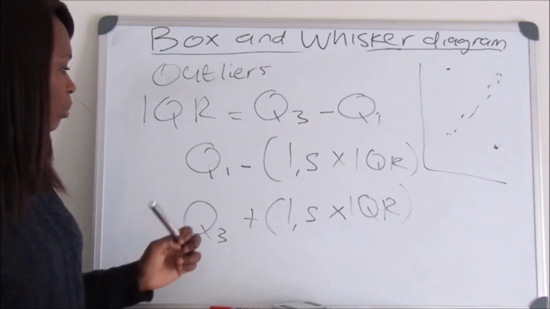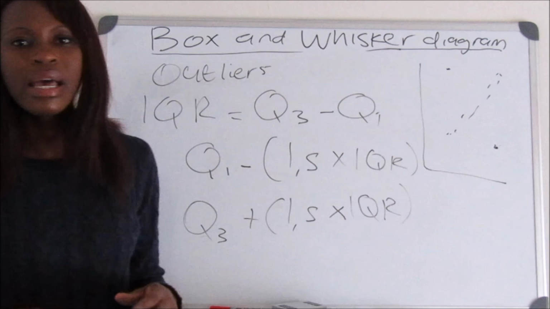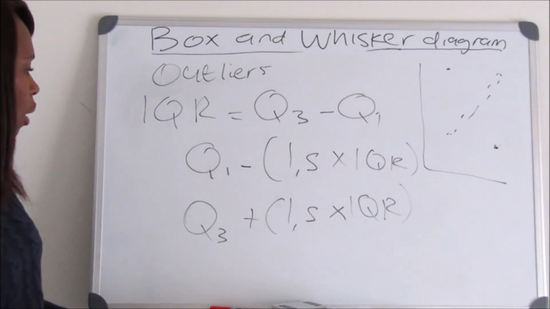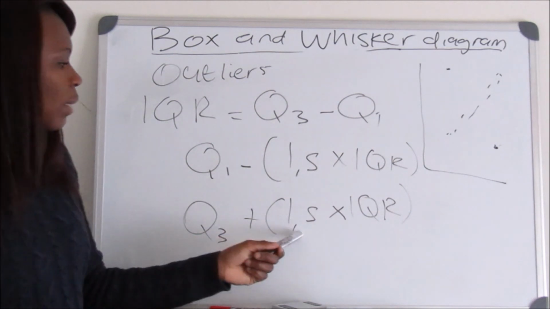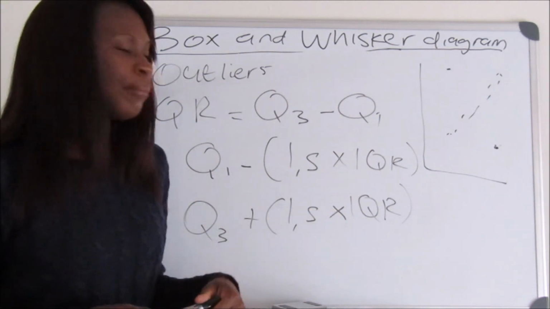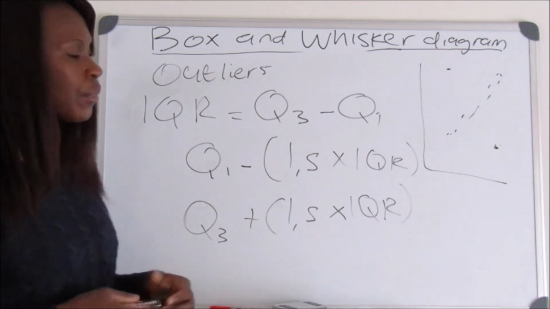And then another thing that you must do is to find values which lie much higher than the upper quartile, of which you use upper quartile plus 1.5 multiplied by IQR, which is the interquartile range.